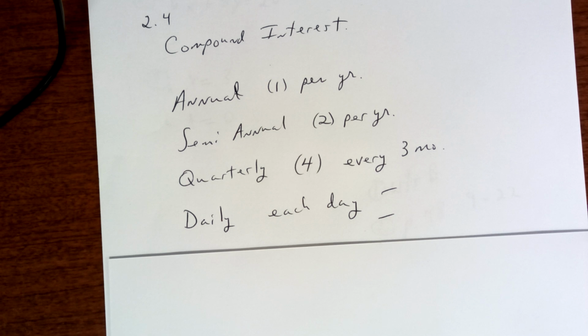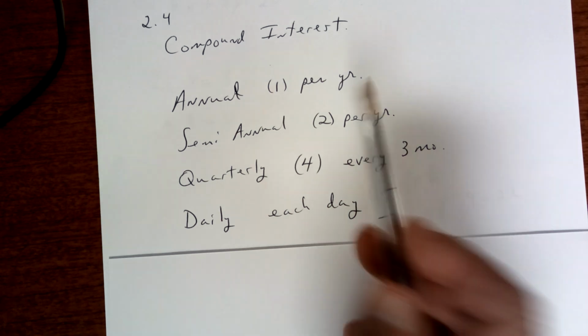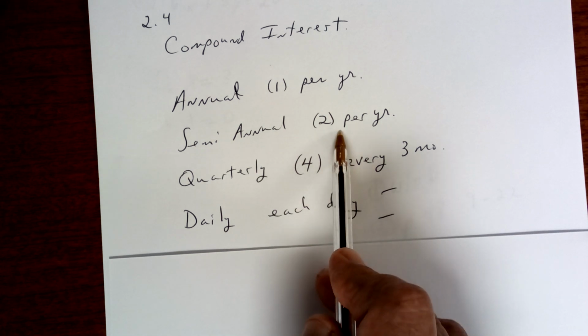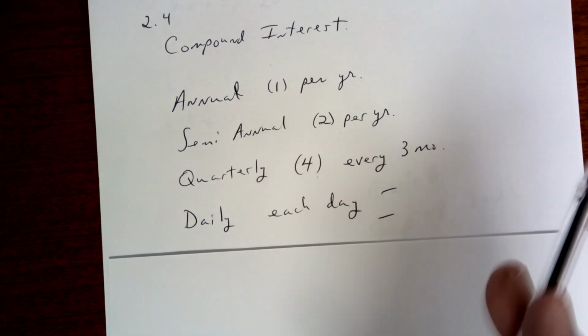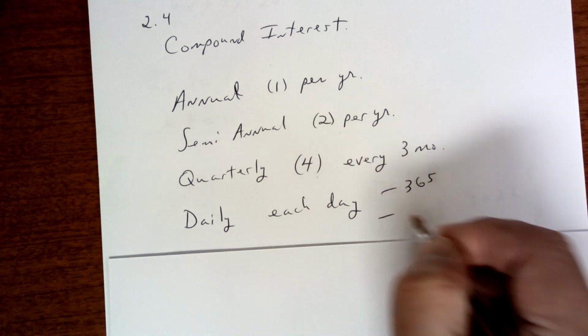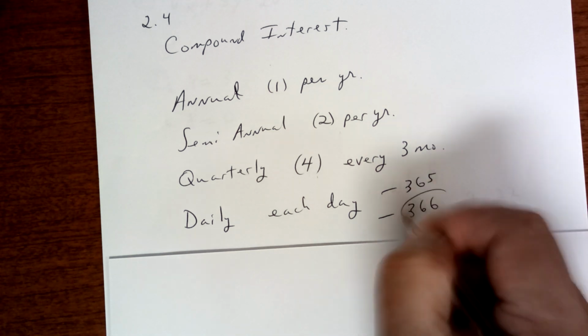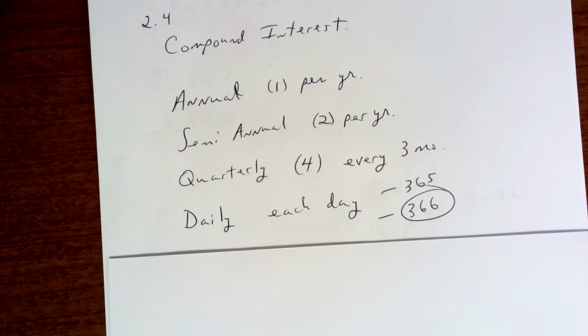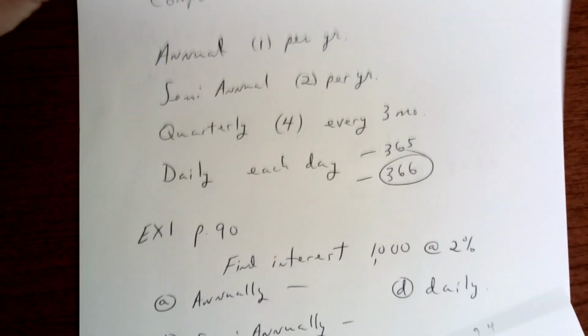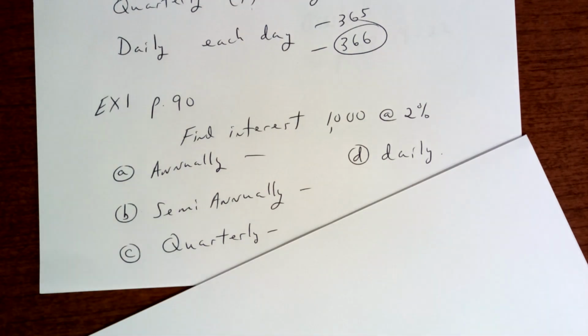If your interest is compounded annually, that is once per year, semi-annually is twice, quarterly is every 3 months or 4 times, and daily is 365 or 366, depending on if it's a leap year. Okay? Let's take a look. Copy this down right here. Example 1. Find the interest annually. So put A.